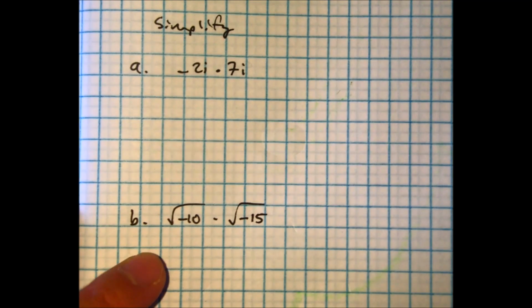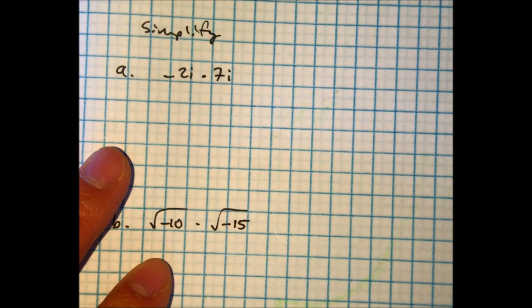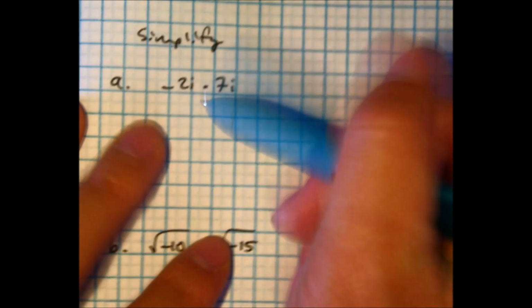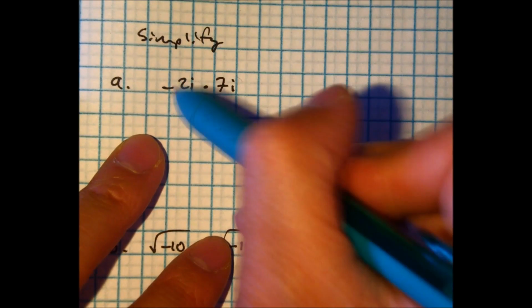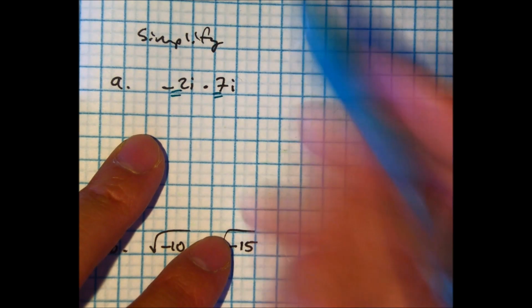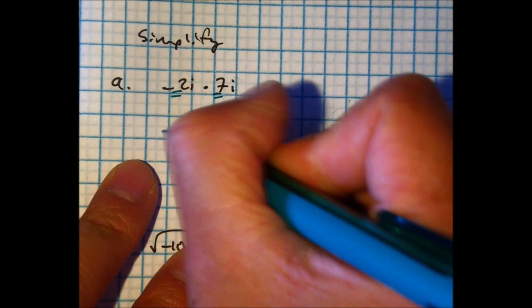I have negative 2i plus, not plus, that's a common mistake. Don't do that. It's times. So let's do the coefficients first. Negative 2 times 7 is negative 14.